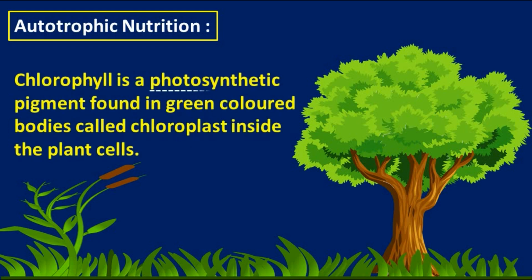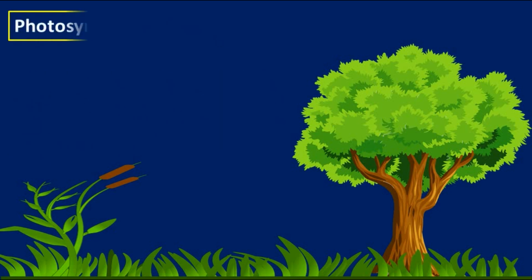Chlorophyll is a photosynthetic pigment. It is found in green colored bodies called chloroplasts. Chloroplasts have different colored pigments. Inside the chloroplast, green colored pigments are present. These green colored pigments are known as chlorophyll. So these chlorophyll pigments, also known as the photosynthetic pigments, are very important for the photosynthesis process. It is found in the chloroplast.